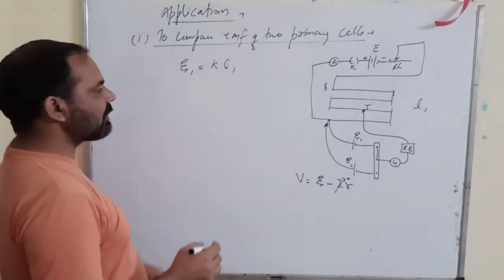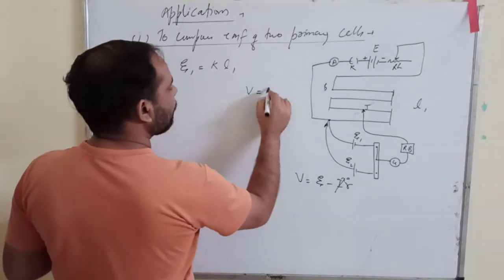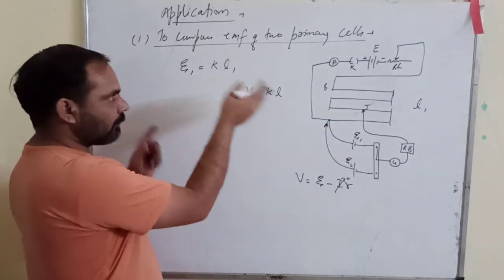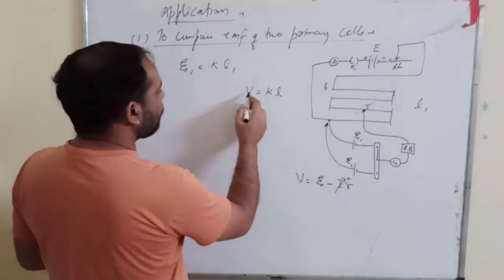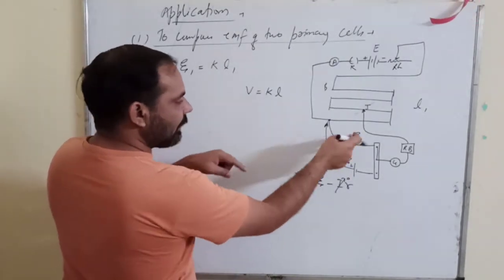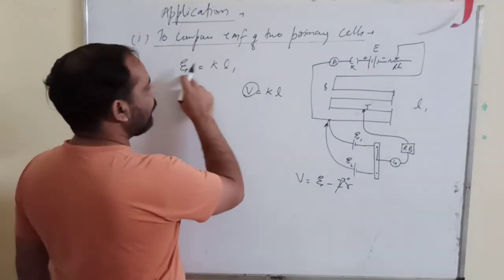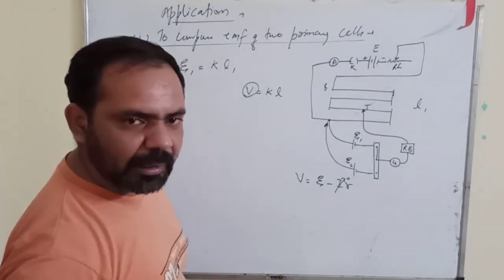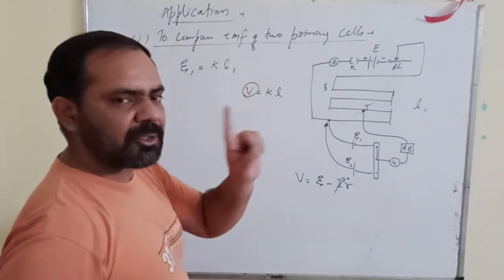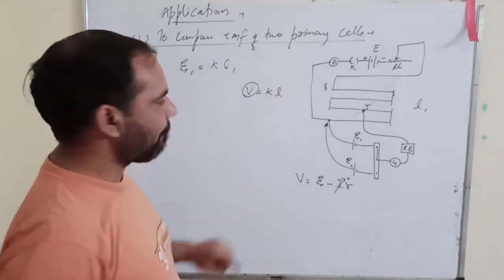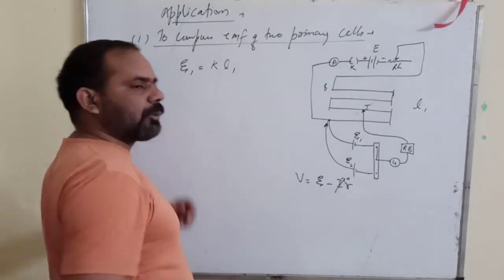And now how do you measure V? We already discussed, V equals KL, in the working principle. So in this condition, when no current is flowing, this V becomes equal to E1. And so E1 is equal to K times L1. What is K? K is the potential gradient of the wire. Okay. Now what do you do?